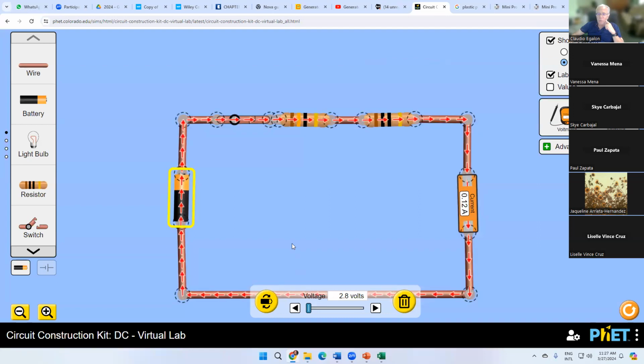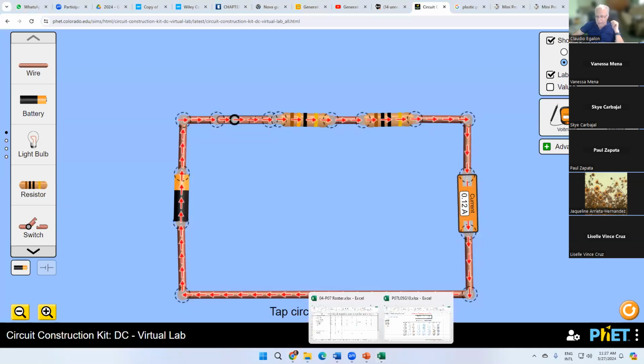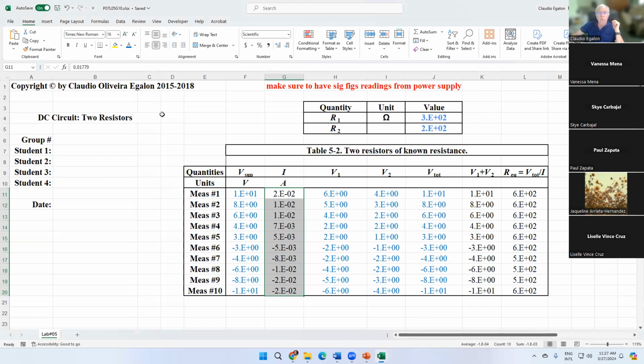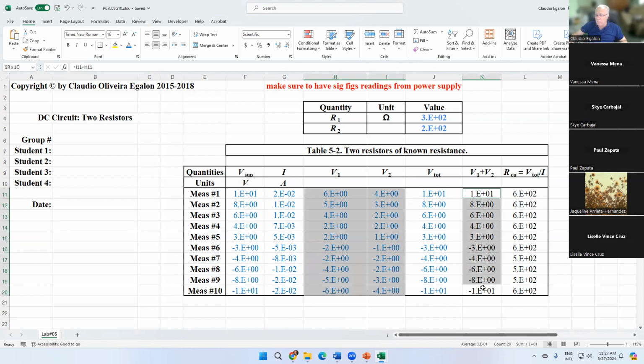Now I can put my voltmeter back there, and then invert the polarity. If you're using the proper ammeter, you're going to see the negative current there. And that's what we do right in here. Note, see that those currents are negative. And by the way, V1 plus V2 must be very close to V total, okay? V1 plus V2 must be close to this one here, V total.